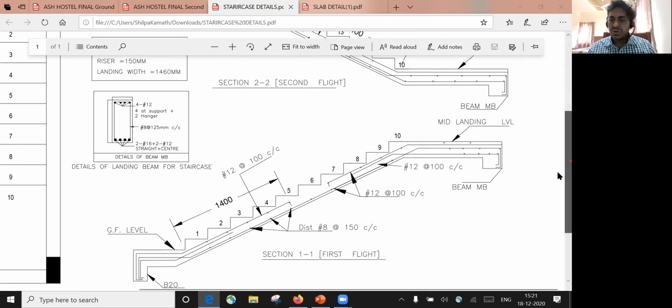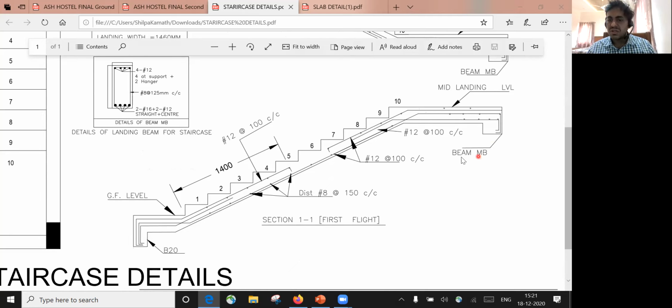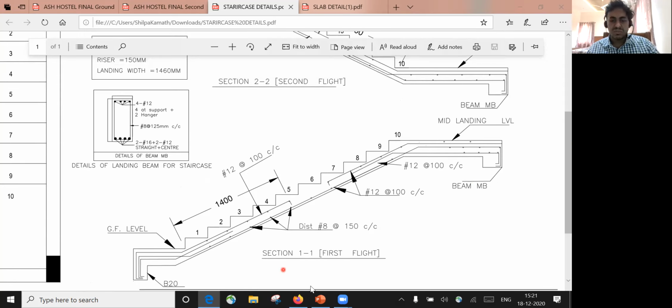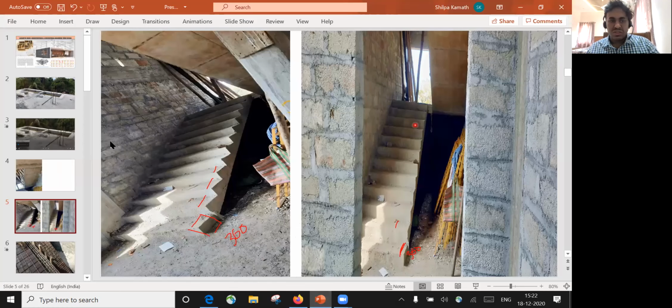Now, coming to this, what is this? MB is written, beam MB. MB stands for mid landing beam, right? Since it is a beam, we'll try to see how that beam looks. You can see a beam here, right?